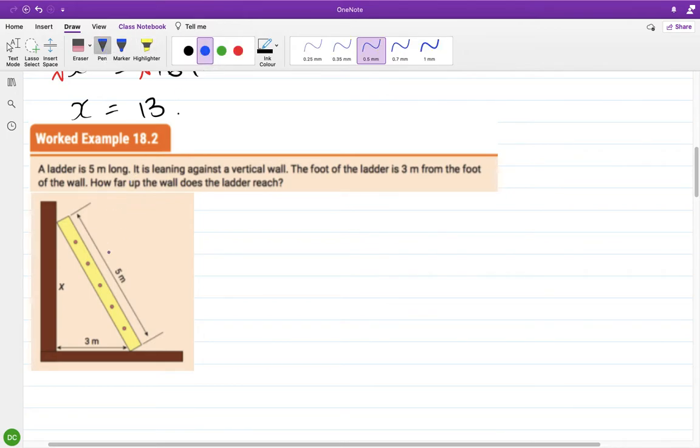The ladder is 5 meters long. So here's the ladder along here. It's leaning against a vertical wall. The foot of the ladder is 3 meters from the foot of the wall. How far up does the ladder go?